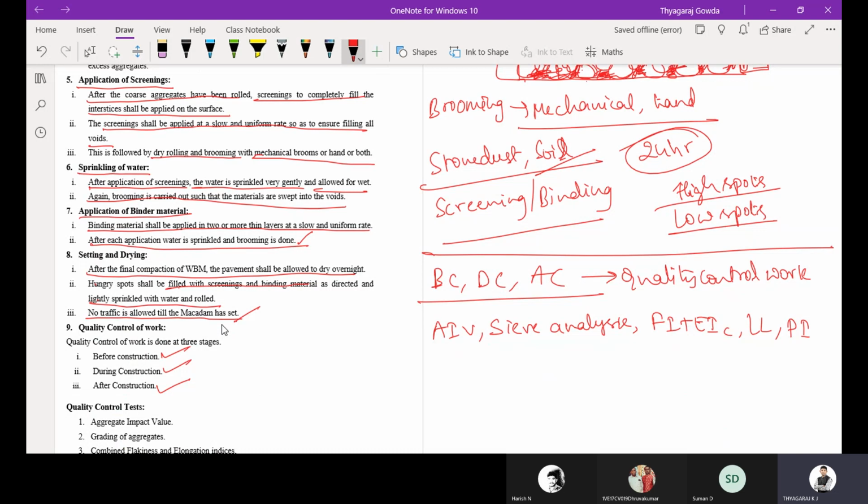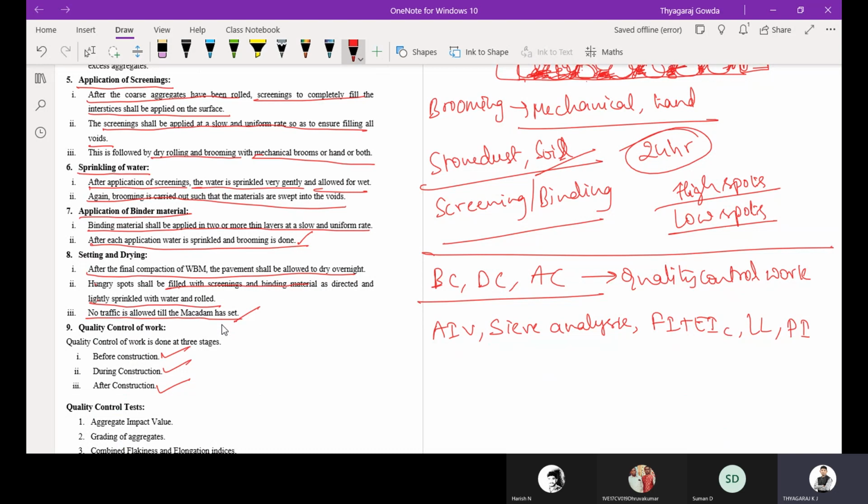Then application of binder, which holds the aggregates in place. So we are going to apply binder material at a uniform rate. After each application of the binder, it should be applied in a thin layer. After each application, you are going to sprinkle it and broom it. Then setting and drying. You should not allow traffic to use the WBM layer till it has set. So for 24 hours you are not going to allow vehicles to use it.